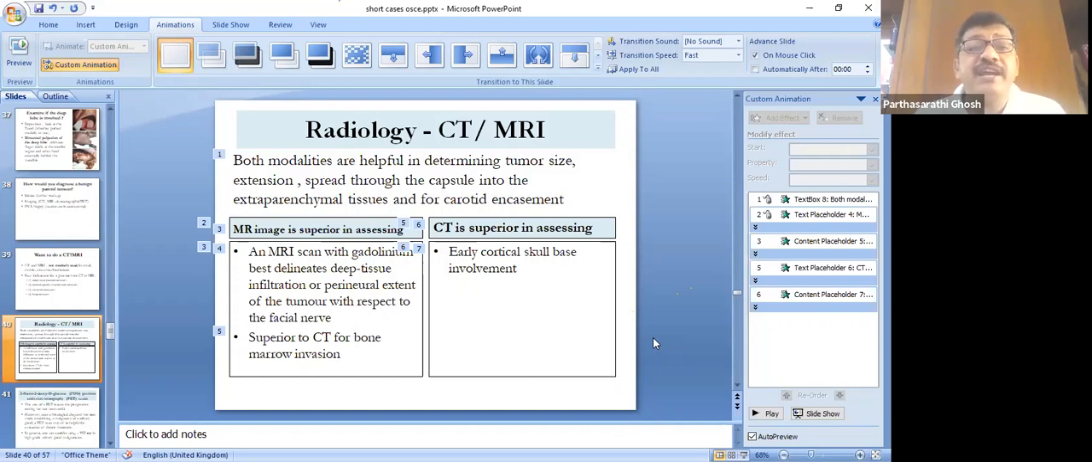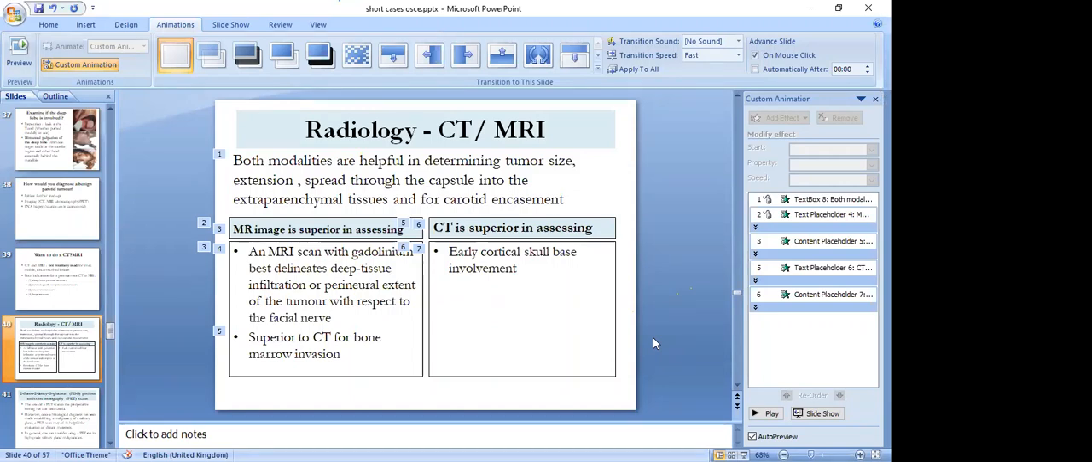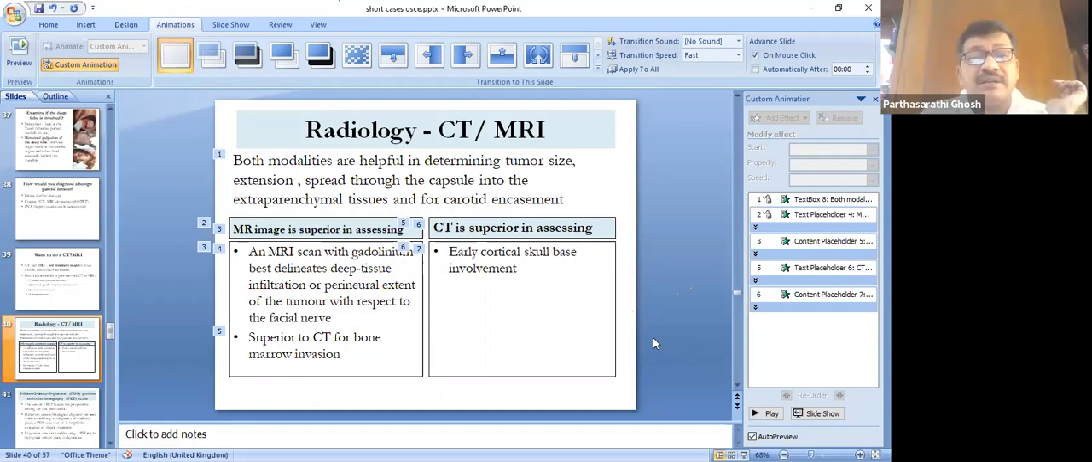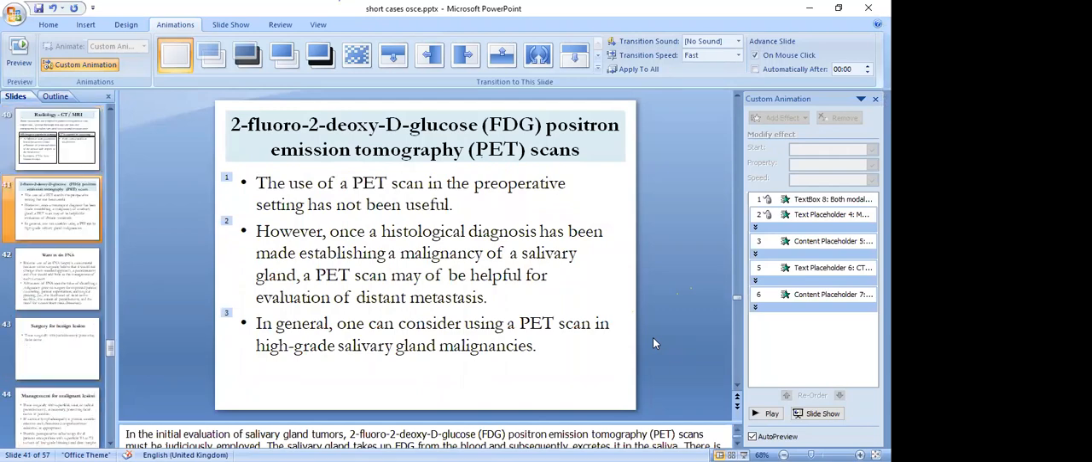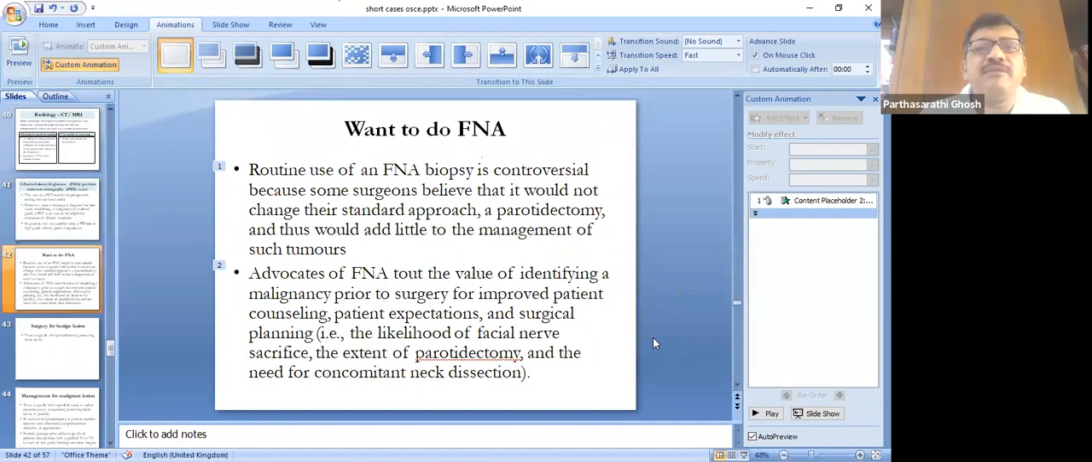And MRI scan with gadolinium, the contrast should always be given. That is to be kept in mind. It best delineates the perineural spread or the soft tissue infiltration. But CT is superior if the bony cortex is involved. But if it goes deep into the bone, involving the marrow, the MRI is more sensitive. So this is the difference that we should know before advising any imaging. Now, I'm not going into the role of PET. Now, whether the FNA is mandatory?